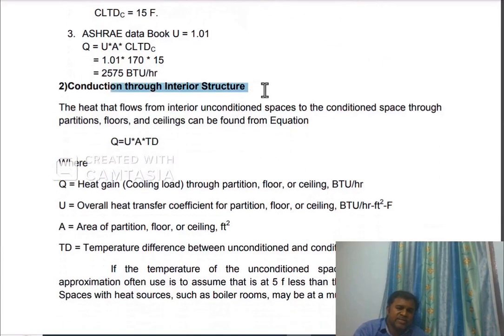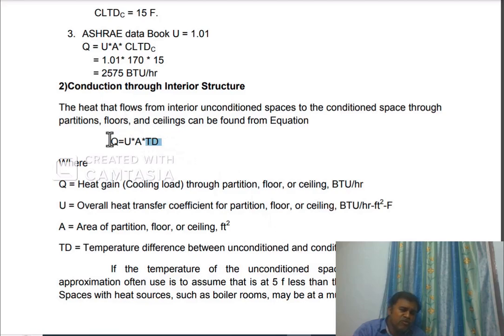Secondly, conduction through the internal structure. See here, the conduction through interior structure. So Q, that is the heat gain to the partition, floor or ceiling, is expressed in BTU per hour. So Q is equal to U A TD. U is the overall heat transfer coefficient for the partition, floor or ceiling. A is the area, and this is the temperature difference TD.